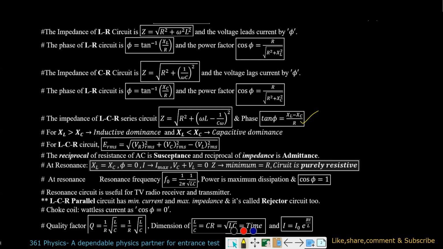This is the general idea of this one. Okay, the reciprocal of the resistance of AC is called susceptance, reciprocal of resistance is called susceptance, and the reciprocal of impedance is called admittance.